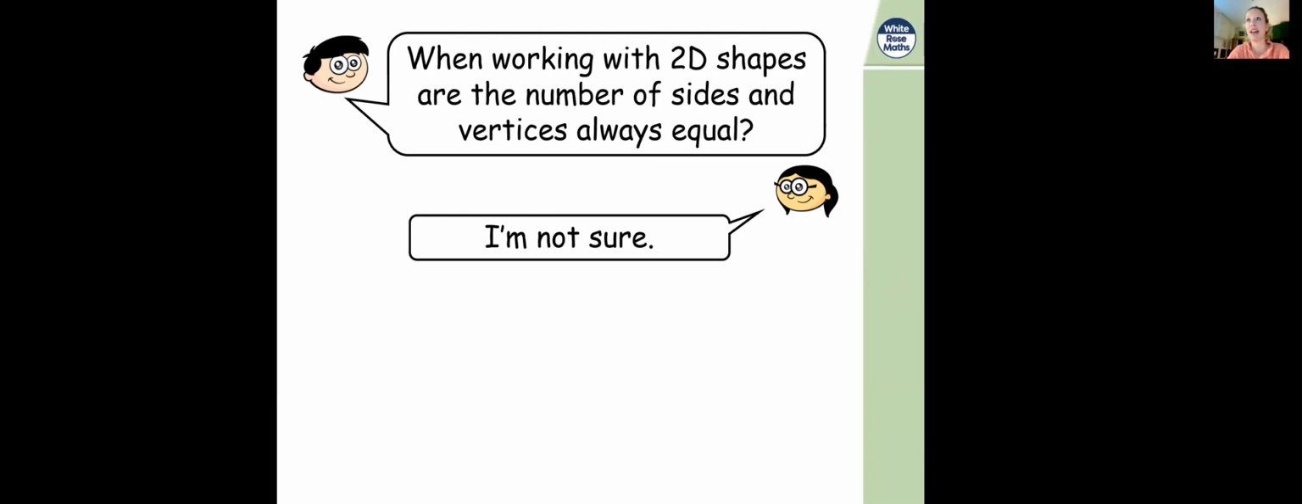Dexter says, when working with 2D shapes, are the number of sides and vertices always equal? And Annie's just not sure. What do you think at home? When working with 2D shapes, are the number of sides and vertices always equal? Have a think for a minute and see if you think they are or they're not.